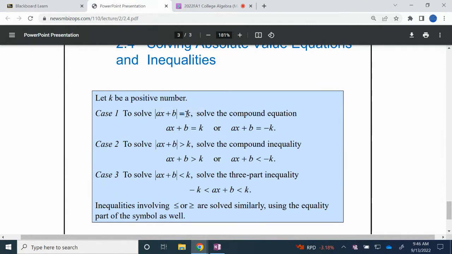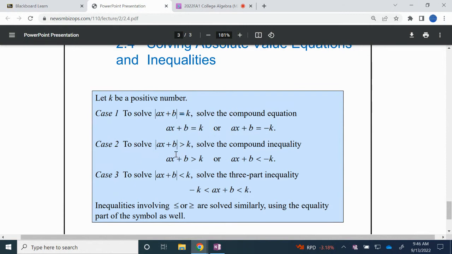It's not actually letting me highlight it, but this would be an absolute value equation. So it says if the absolute value of ax plus b is equal to k, then we want to solve ax plus b is equal to k. We drop the absolute value and we set it equal to k, or we drop the absolute values and we set it equal to negative k. And in this case, we will have two solutions.